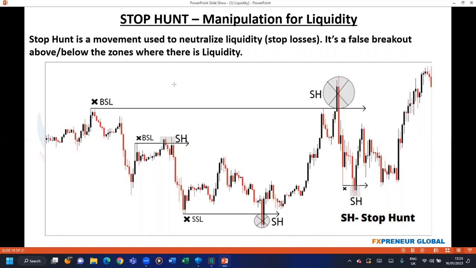Here's a chart example to explain this. Here we have a previous high. All right. Here we have a previous low. Then this movement down here was a stop hunt that neutralized this low, this liquidity. And price made a move to the upside. This move to the upside neutralized this liquidity here. Move to the upside here, neutralize this liquidity. All right.